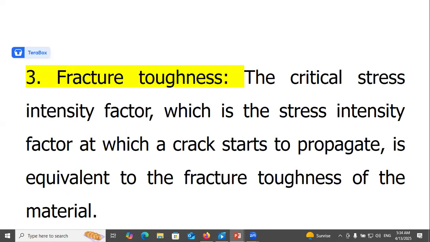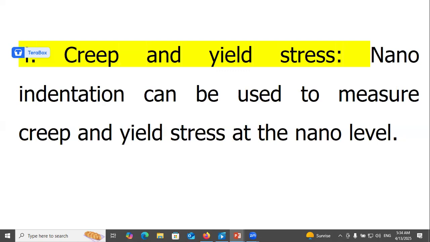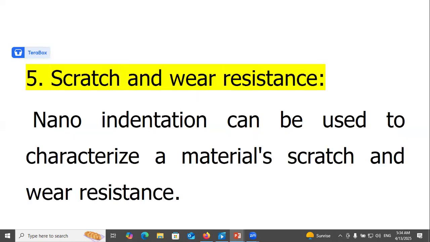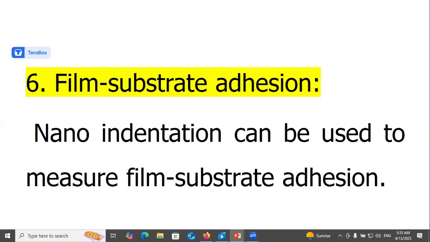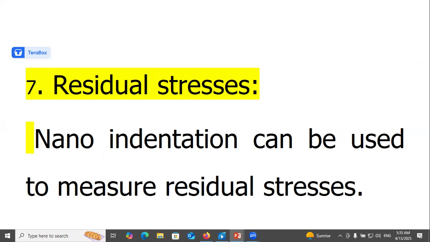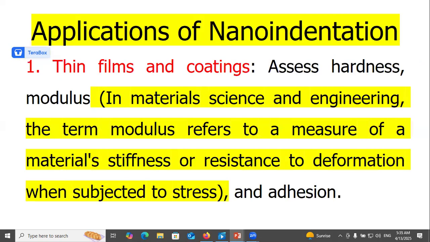Fracture toughness: the critical stress intensity factor, which is the stress intensity factor at which a crack starts to propagate, is equivalent to the fracture toughness of the material. Creep and yield stress: nano indentation can be used to measure creep and yield stress at the nano level. Scratch and wear resistance: nano indentation can be used to characterize the material's scratch and wear resistance. Film substrate adhesion: nano indentation can be used to measure film substrate adhesion. Residual stress: nano indentation can be used to measure residual stress.